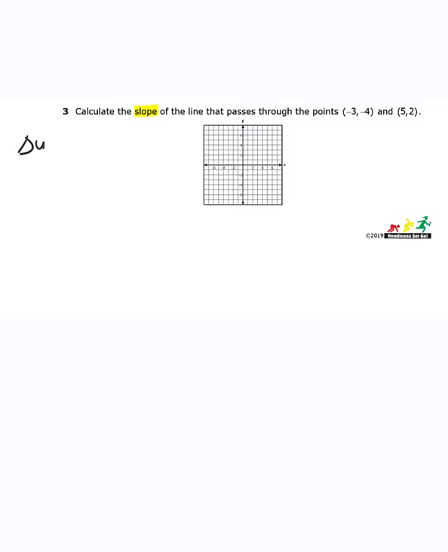The change in y divided by the change in x will give us our slope. So when we're given 2 points, we can again make a table and put our 2 points in the table. Our first point is (-3, -4), and our second point is (5, 2).